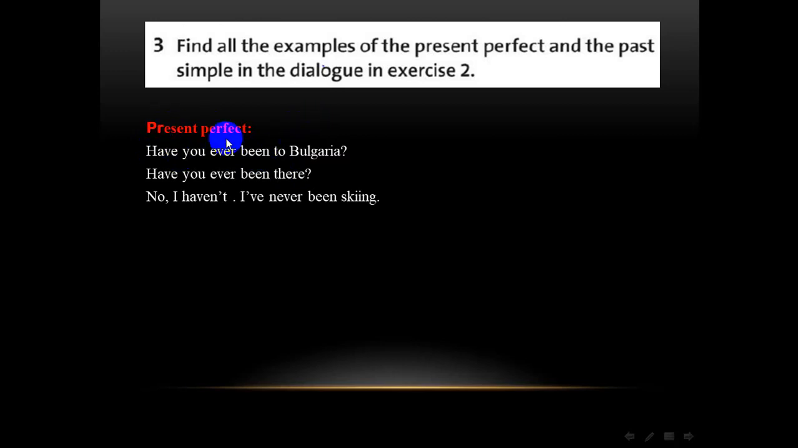The present perfect, here we have: Have you ever been to Bulgaria? Have you ever been there? No, I haven't. I've never been skiing.